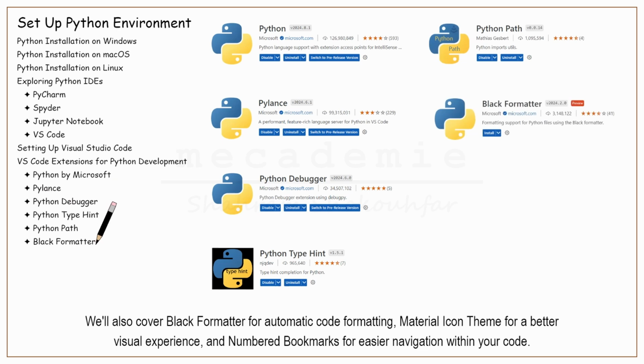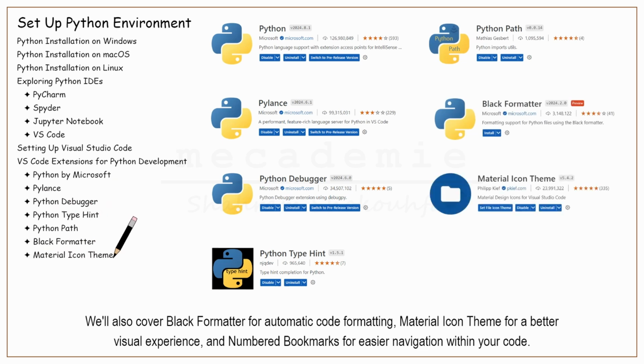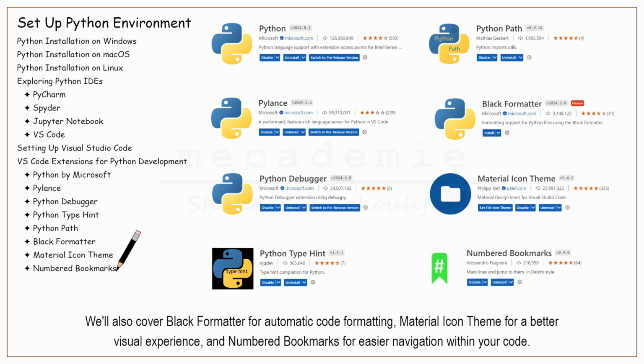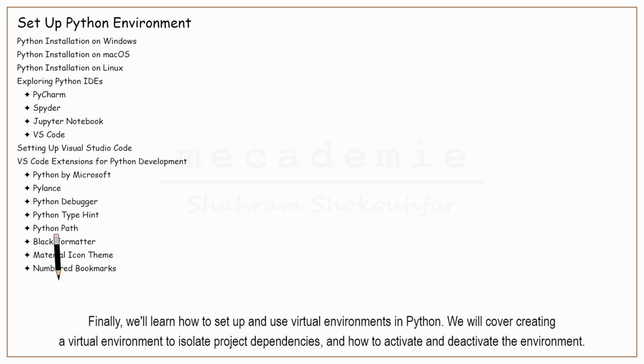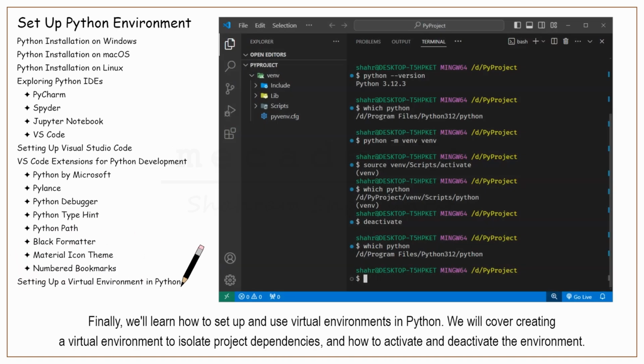We'll also cover Black Formatter for automatic code formatting, Material Icon Theme for a better visual experience, and Numbered Bookmarks for easier navigation within your code. Finally, we'll learn how to set up and use virtual environments in Python. We will cover creating a virtual environment to isolate project dependencies and how to activate and deactivate the environment.